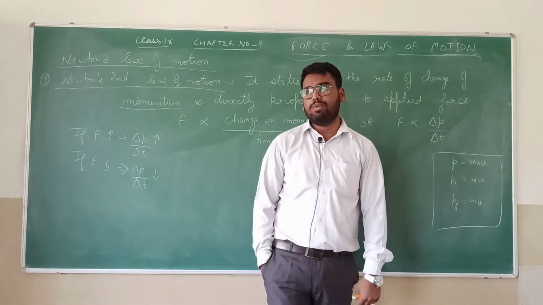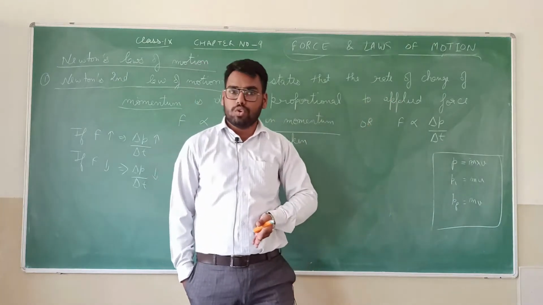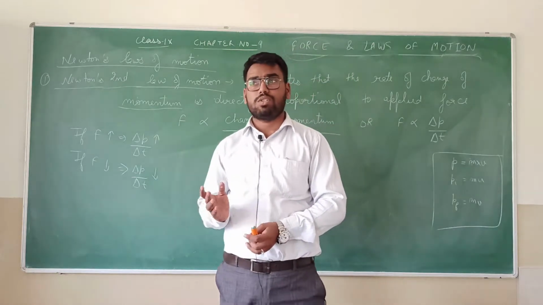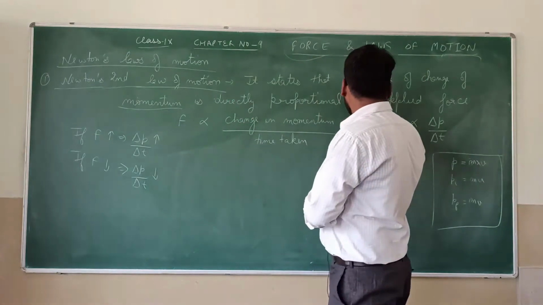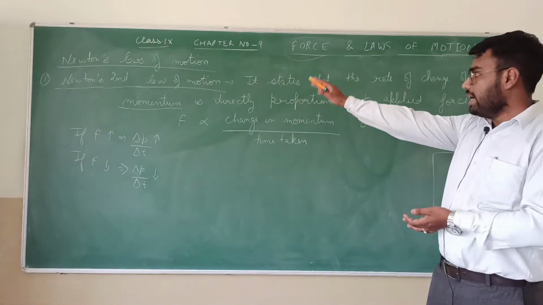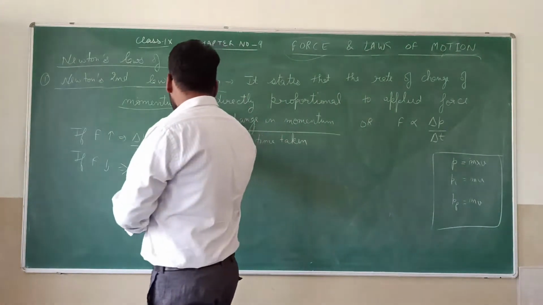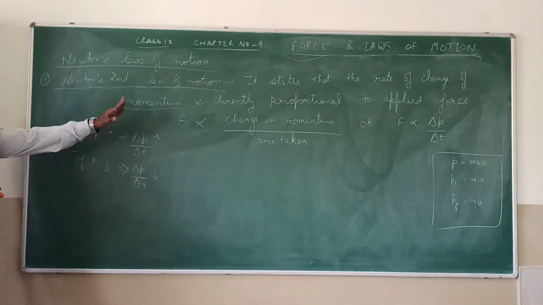So how much will the momentum change? We call it rate. If we apply more force, the momentum will change fast, and if we apply less force, the change in momentum will be slow. That's why we use the rate of change of momentum. It is directly proportional to the applied force. This is the symbol for direct proportion. That means if the first increases, then the second also increases.